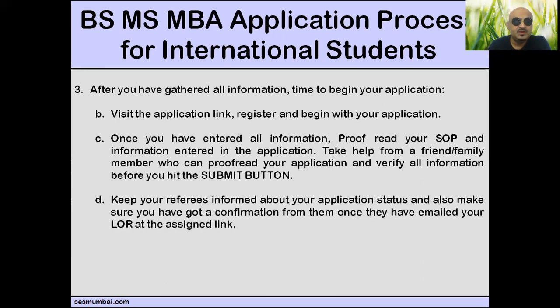Keep your referees informed about your application status, and also make sure you have got a confirmation from them once they have emailed your LOR at the assigned link. What this means is that once you have submitted your application, sometimes while you're at the application stage, a link is fired to your referees to fill in your LOR statement, or things like that. So keep checking with your referees, ask them whether they've received any link, and once they do, ask them to send it across to the admissions team so that that job is done.